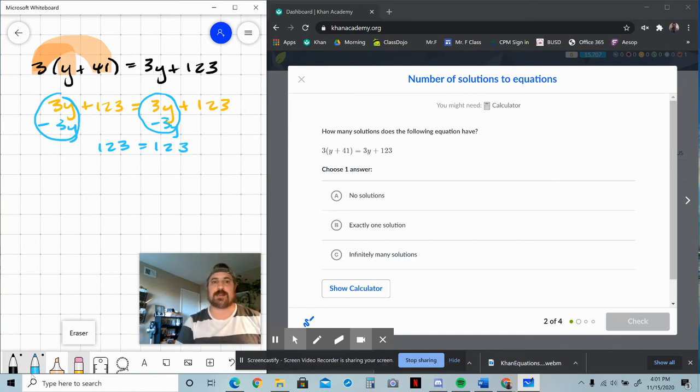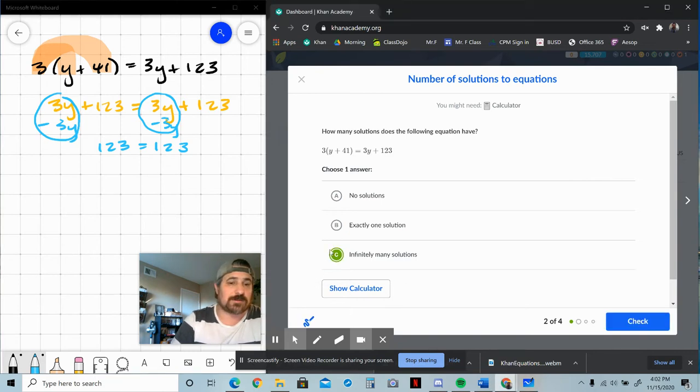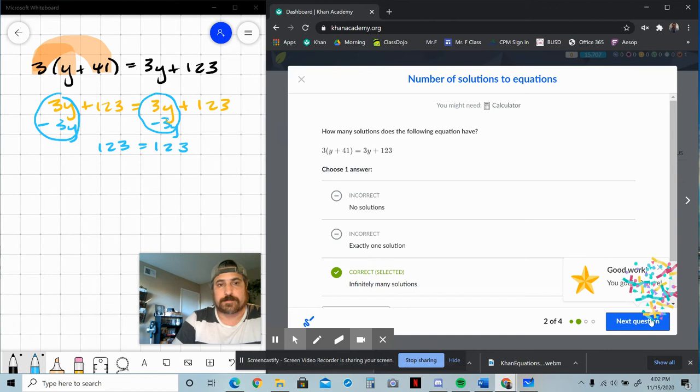And that means that you're left with a true statement no matter what the value of the variable is, which means that the variable could be anything, right? Any value will work. So that's why it's infinitely many solutions. Technically, it's all real numbers because it doesn't include imaginary numbers, but they don't have that as an option. So it would be infinitely many solutions.